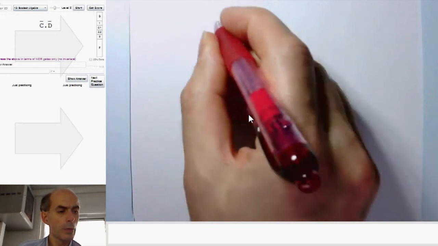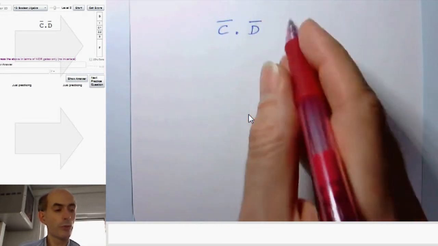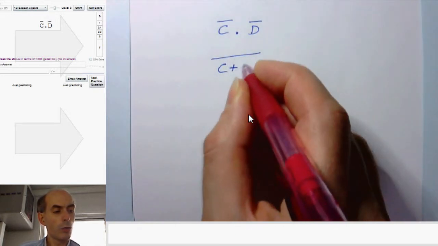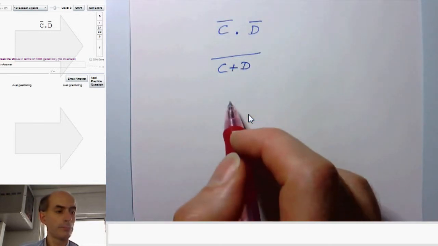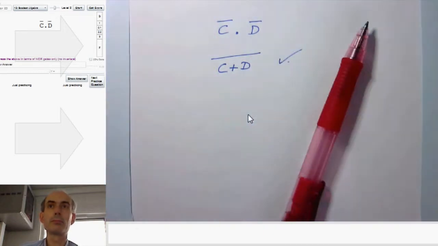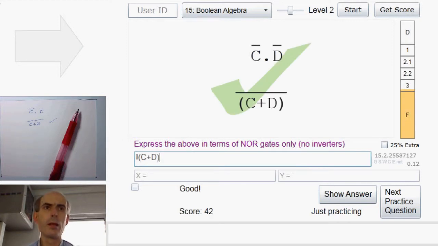Let's try that. Not C and not D. Apply De Morgan's theorem to that, and that would give us not C or D. But that is a NOR gate. So we've finished. That's all we need to do. Just have to write that in the not notation with exclamation marks. Not C or D. Done. Next.